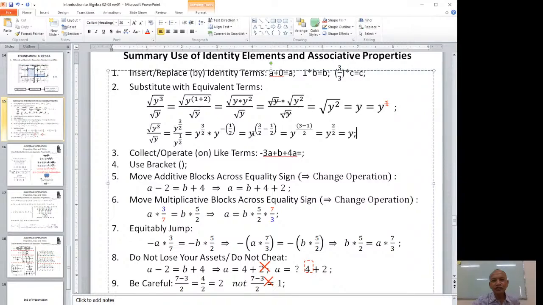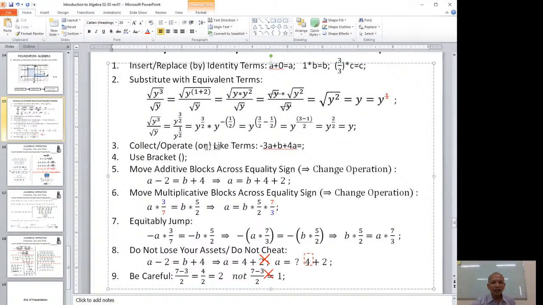We continue with the operation: y to the 3 over 2 minus 1 over 2. So we get y to the 3 minus 1 over 2, which means y to the 2 over 2, which means y to the 1. Here we don't write it, so 2 over 2 is 1, y.